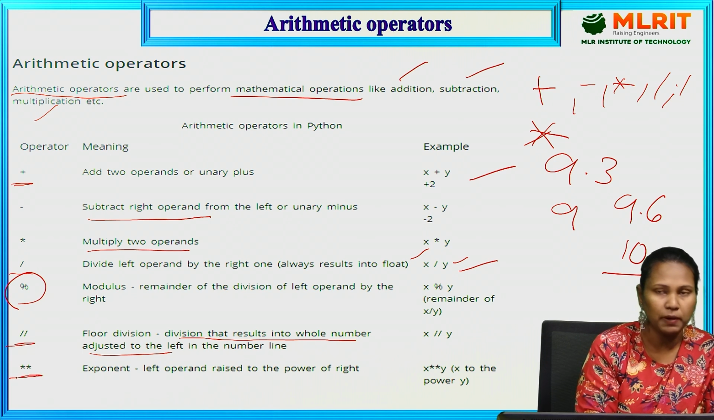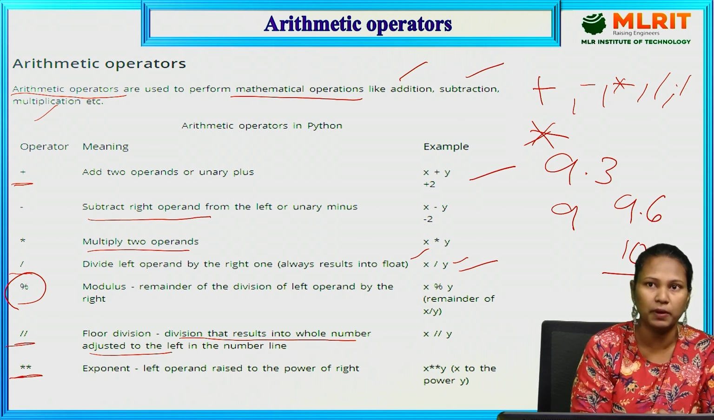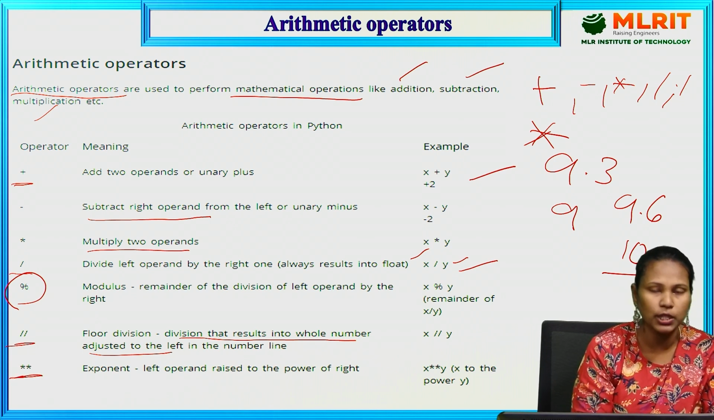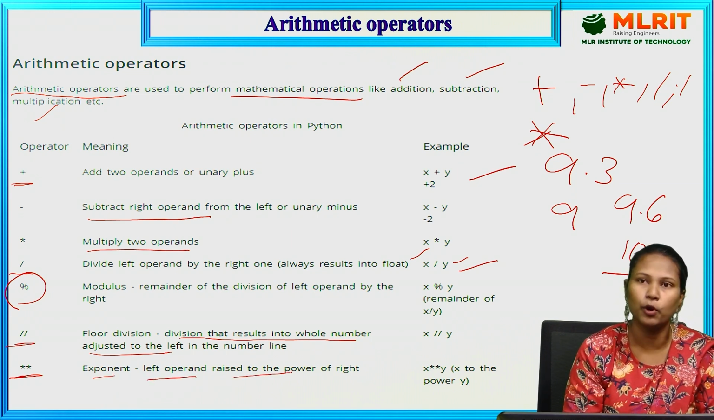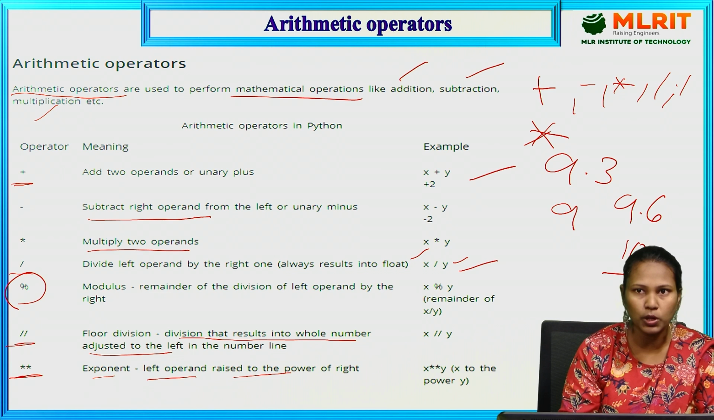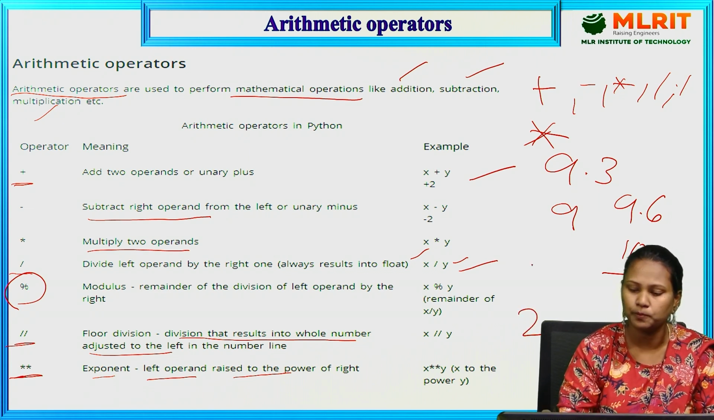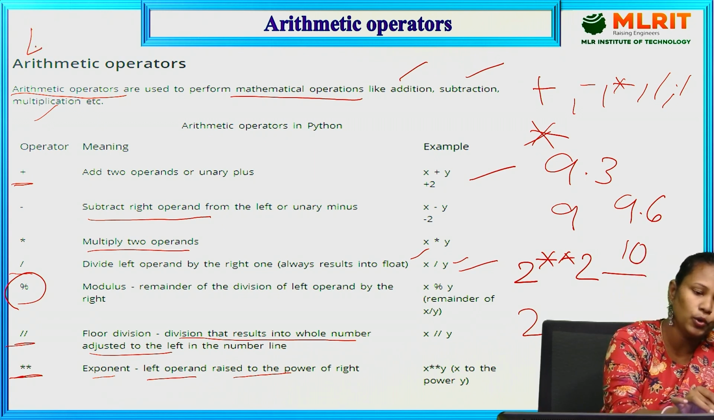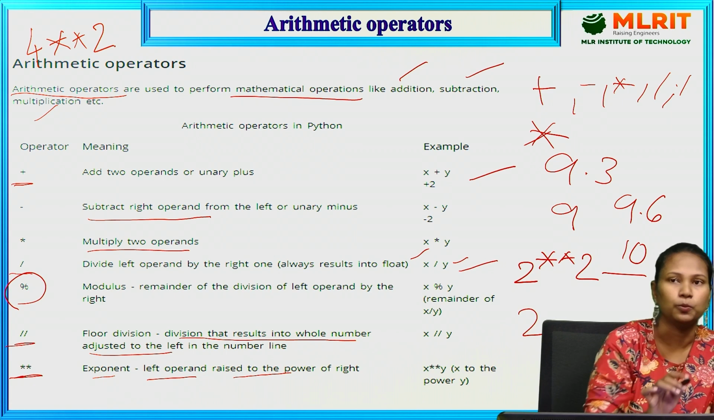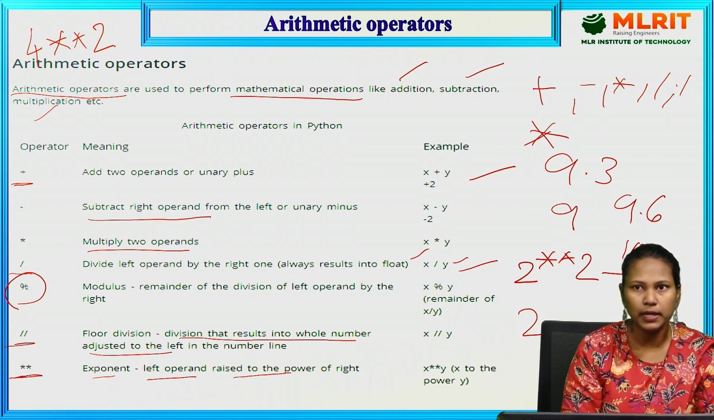The next one is the power symbol. For exponential, we use two asterisks. Exponent: the left operand raised to the power of the right. For example, if we want to represent 2 square in Python, with the help of the two asterisks we perform the exponential or the power. If you want to write 4 square, it is 4, two asterisks, 2. So, these are the arithmetic operators we have.